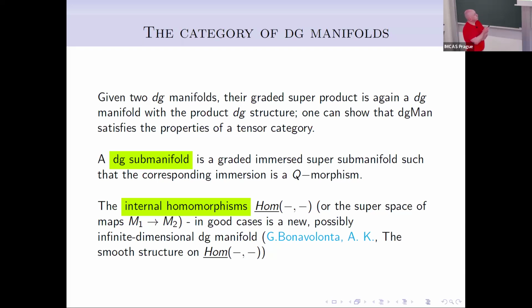The internal homomorphisms can be constructed by use of the internal Hom. Here we use the fact that the category of supermanifolds is not Cartesian, so the underlined Hom is some auxiliary structure which we can introduce to measure how much it is not Cartesian. And it can be constructed for every two supermanifolds. And if the source manifold has a compact base, it's a Fréchet supermanifold. Otherwise, there should be some other convenient smooth structure in it.